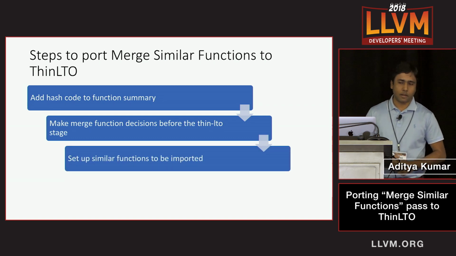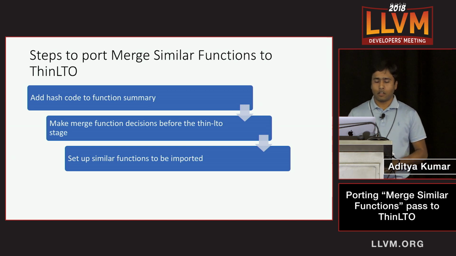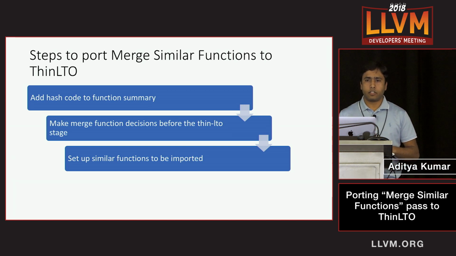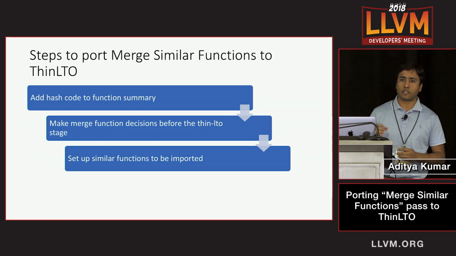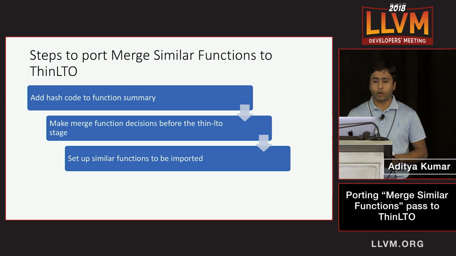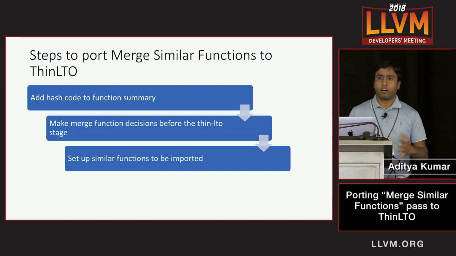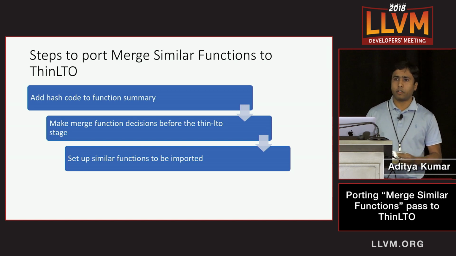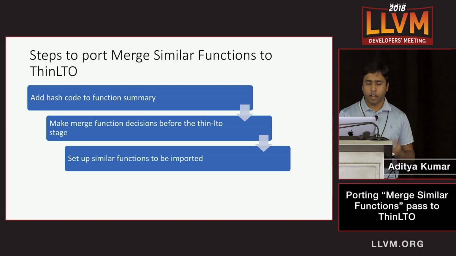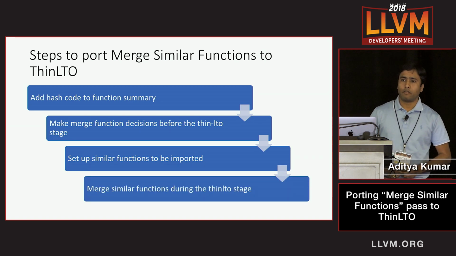The third step is to set up those similar functions to be imported. What this means is during the serial ThinLTO stage, we have to mark those functions so that they can be imported, so that during the parallel code gen stage, they'll be moved from one module to the other one by the IR mover during the link time optimization. I'll talk about them in detail. And the last step is to run function merging as part of ThinLTO pass pipeline.